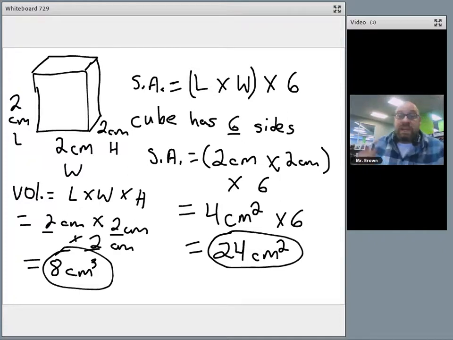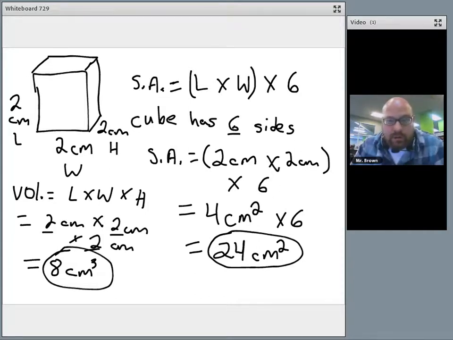Now, the ratio. Question 1 asks you to get surface areas for all 3 potato pieces. You have to do the surface area calculation 3 different times because you have 3 pieces. Same thing with the volume. You have to do the volume calculation 3 different times for all 3 pieces. That's question 2. Question 1 is surface area. Question 2 is volume. Question 3 asks you about ratios.